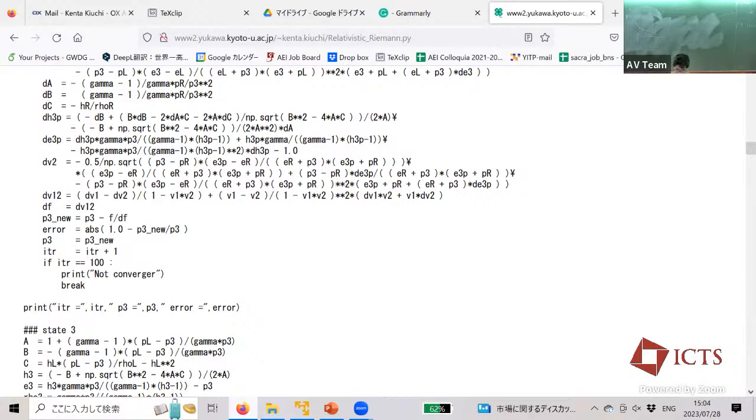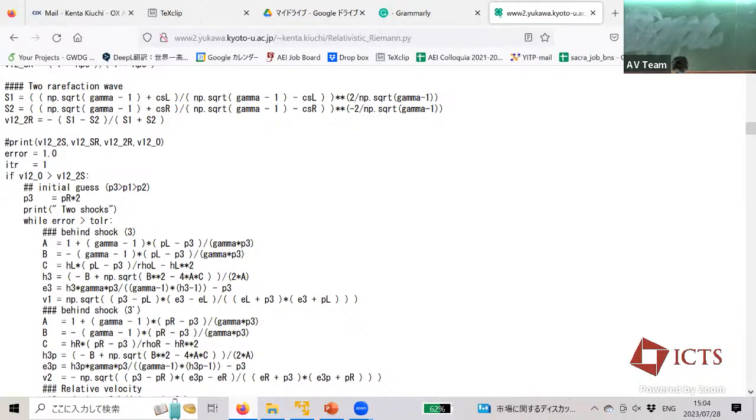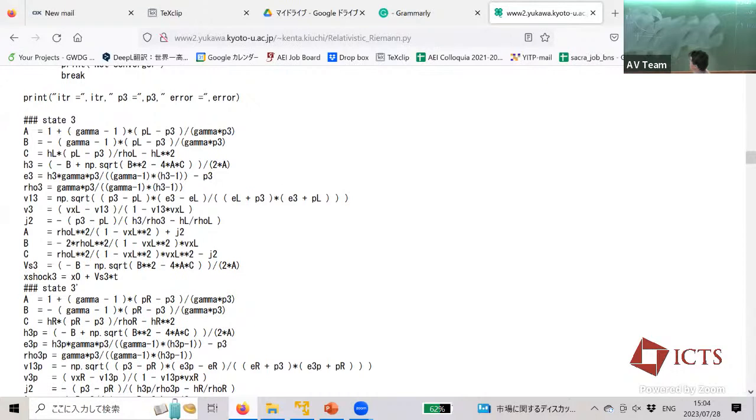So in that case, we have to modify, or we have to fix something like the initial guess of the pressure. I realize that this problem is very sensitive to the initial guess of the pressures. So in this case, we need to tune the initial pressure, initial guess, anyway. And then now you have state three and state three prime pressures. The same procedure gives you that, okay, from the tau adiabatic, you can estimate H3, E3, and rho 3, and so on.